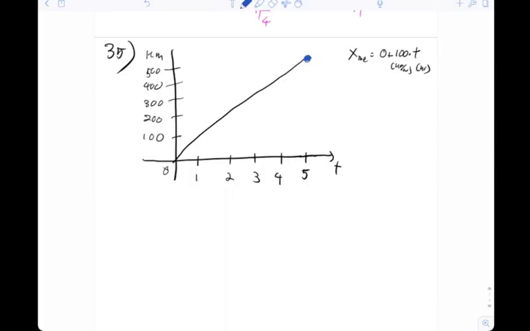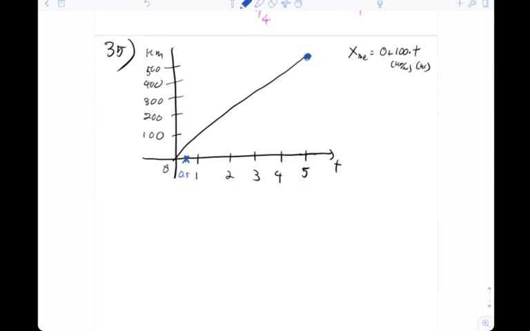I've also been told that a half hour after I leave home, my brother discovers I forgot my wallet. So half an hour after I leave home, that's at 0.5 hours. My brother is here, x equals 0, that's my home. At this point in time he leaves, and so his trajectory is going to be a constant velocity line like that.